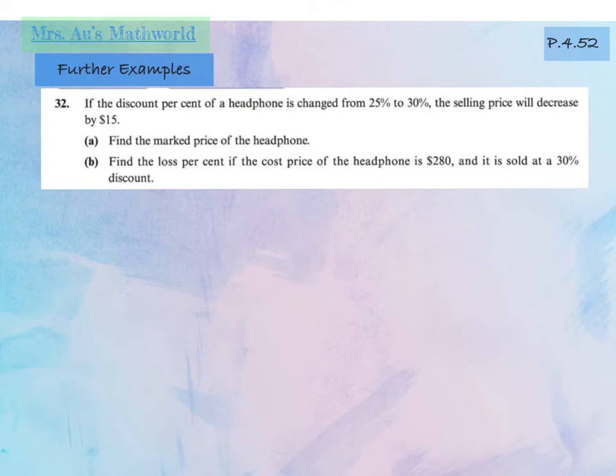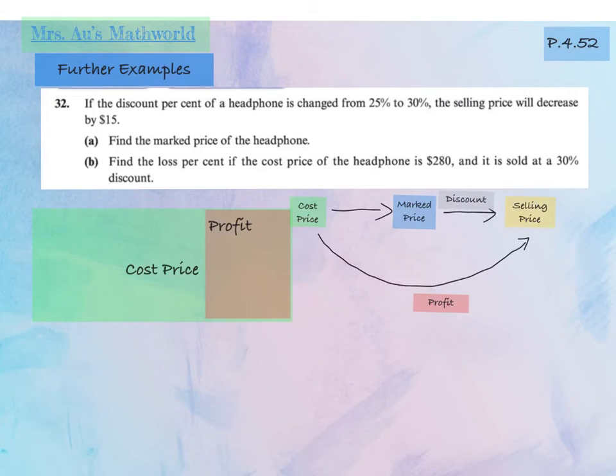So we will go through one more further example. So this is in revision exercise 4. Please have a look at the question first. This time it is a little bit different because it is not profit, but instead we will have a loss in this way.